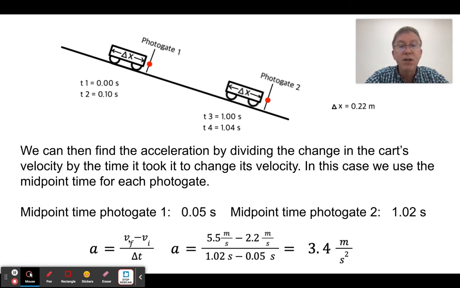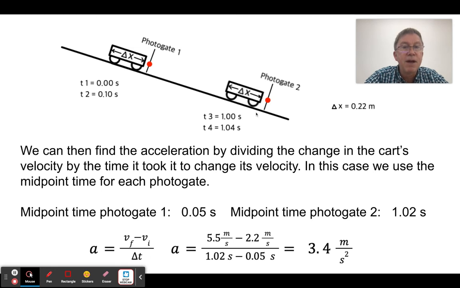So I know now what the final velocity was. It was 5.5. I know what the initial velocity was. It was 2.2. So that's my delta v. To find the time, I'm going to say, well, what was the median time here? Well, the median time here would basically be 0.05 seconds. And the median time here would be 1.02 seconds. That's halfway between here and here.